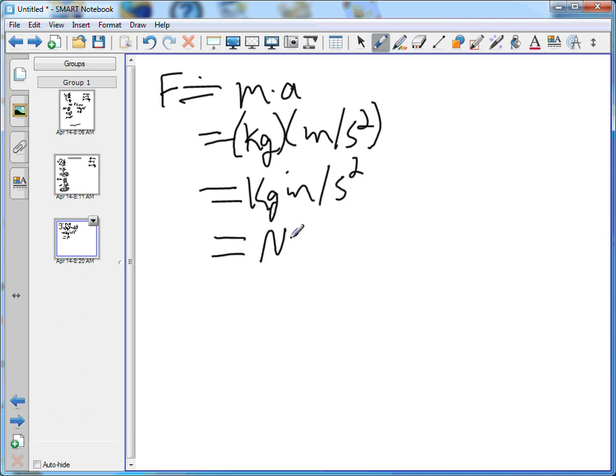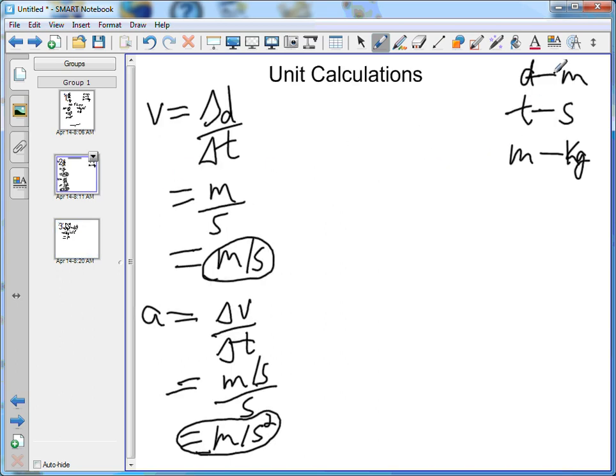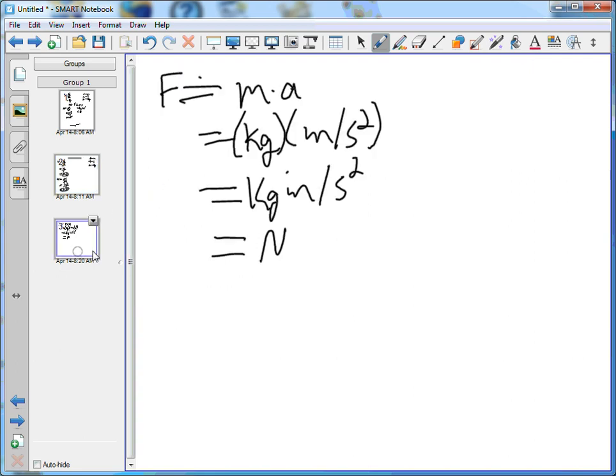Okay? A Newton is a derived unit. It's not a fundamental unit. Fundamental units can't be derived from other units. In other words, distance, time, and mass, they all are measured in fundamental units. However, force is measured in a derived unit, something that comes from other units of measurement.